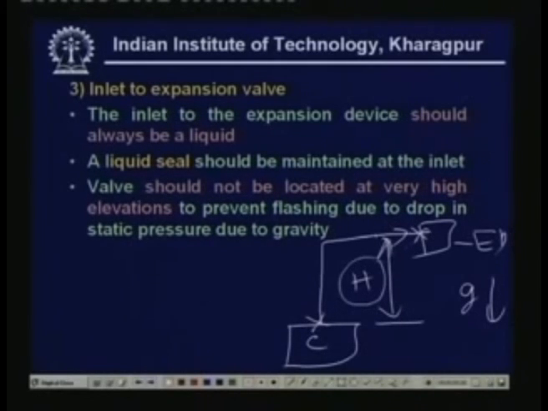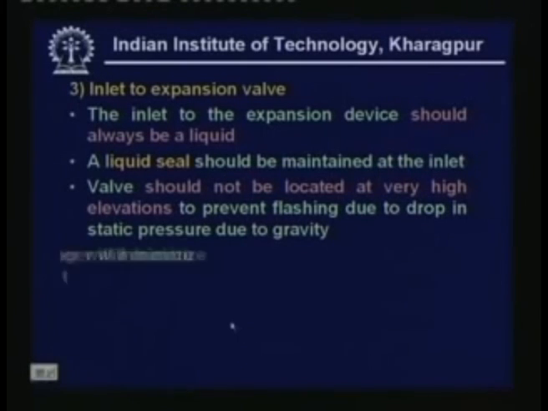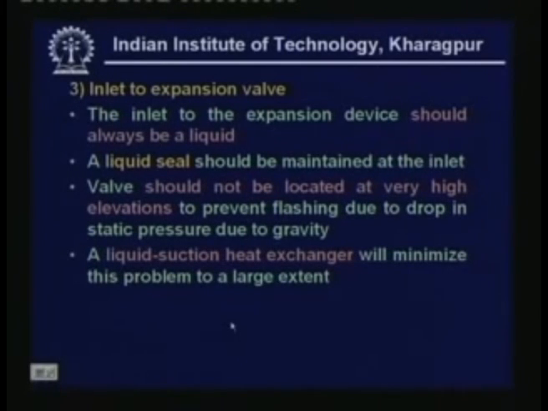And if this pressure difference is too large, then during the flow from this point to this point, some flashing may occur and some vapor may enter into the expansion device. So this has to be avoided. So keep it at not very high elevations, and a liquid suction heat exchanger also will minimize this problem to a large extent. So these are the practical problems and practical points to be considered while using and installing the expansion devices. Thank you.